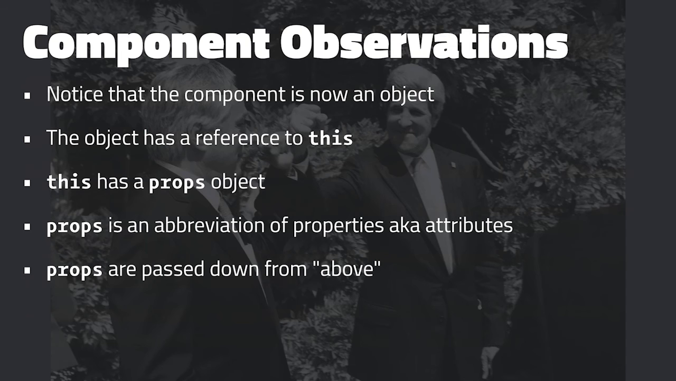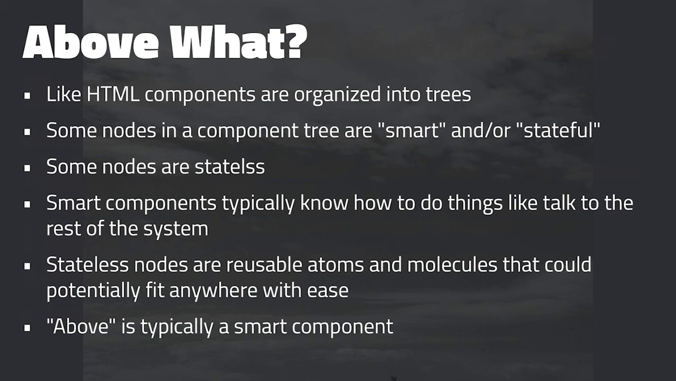And we'll look a little bit more in detail about that before we quickly discuss state and then wrap up. So in this case, again, we've mostly covered this, but the component's now an object literal. There's a reference to this. This has a props object, and props is an abbreviation of properties or attributes. And some of that is because they're either attributes on an object that's passed down from above, or they're attributes from a component and they're passed down from above.